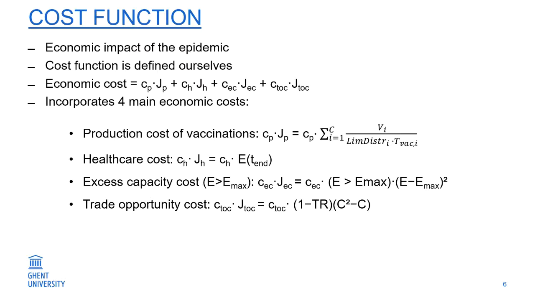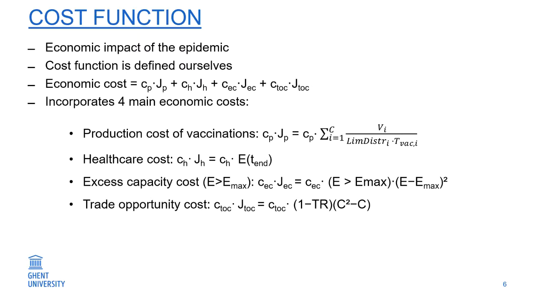In this way, it becomes possible to jumpstart the optimization procedure, which may increase the efficiency significantly. The objective function intends to sketch the economic impact of the epidemic. There was no cost function available in literature, so we had to define the cost function ourselves. It was important to define a cost function which reflects reality. The objective function is a summation of four main economic costs.